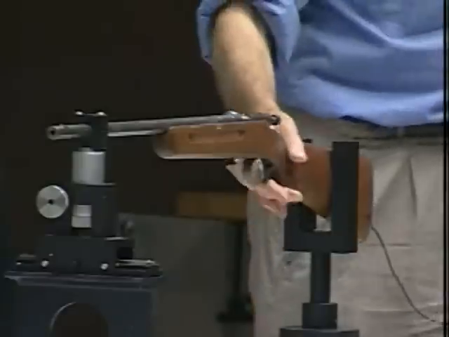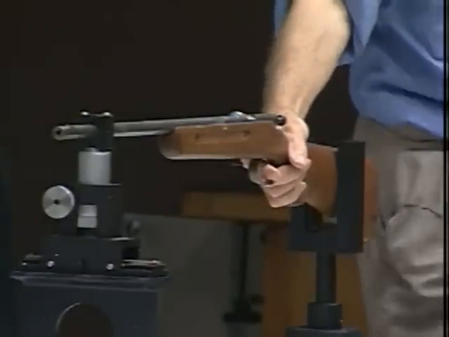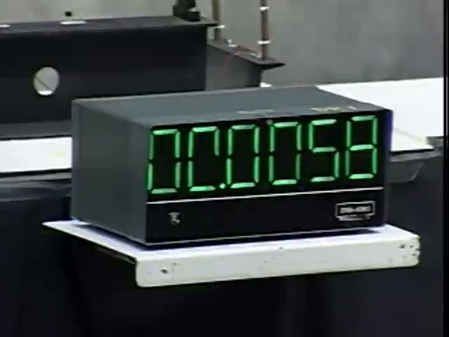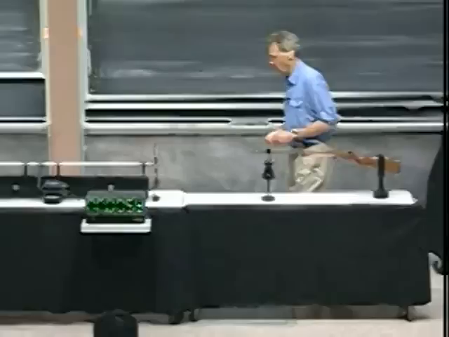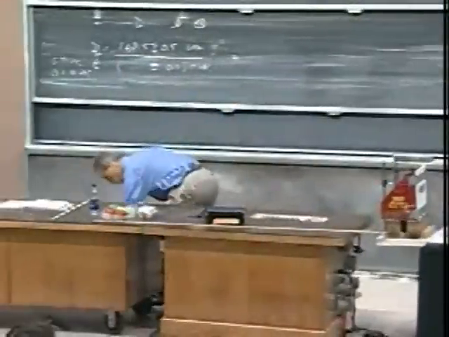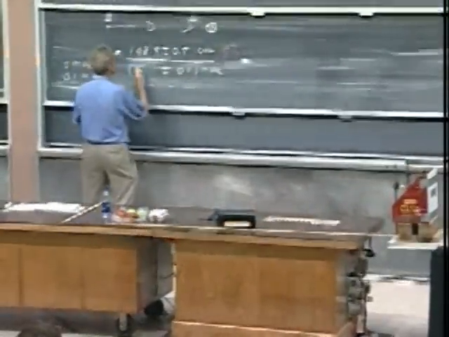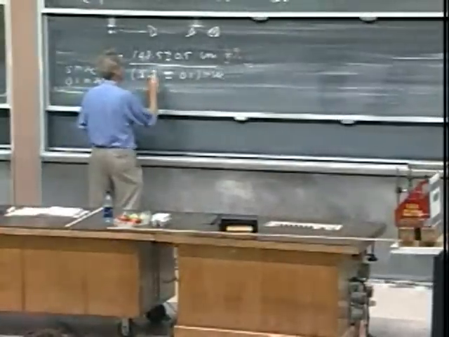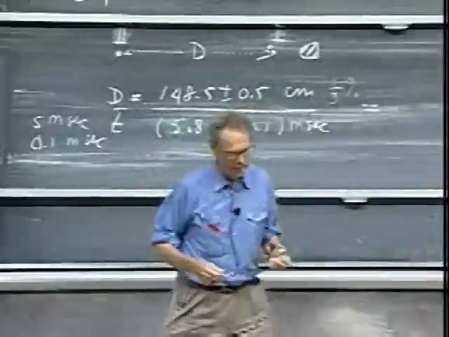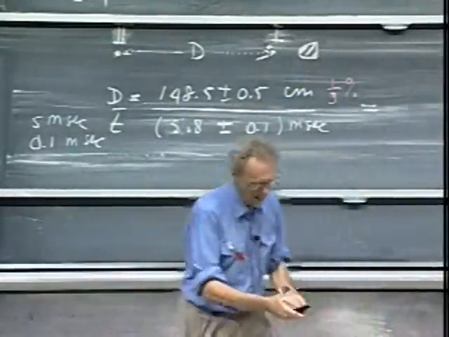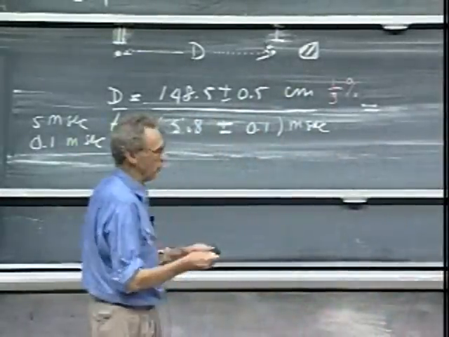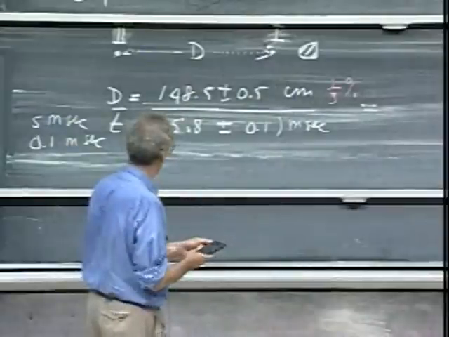You're ready, I'm ready. 3, 2, 1, 0. What do we see? 5.8 milliseconds. 5.8, is that what you see? Yeah. 5.8 milliseconds. 5.8 plus or minus 0.1. So out comes the average, call it speed or call it velocity, it's the same thing in this case.